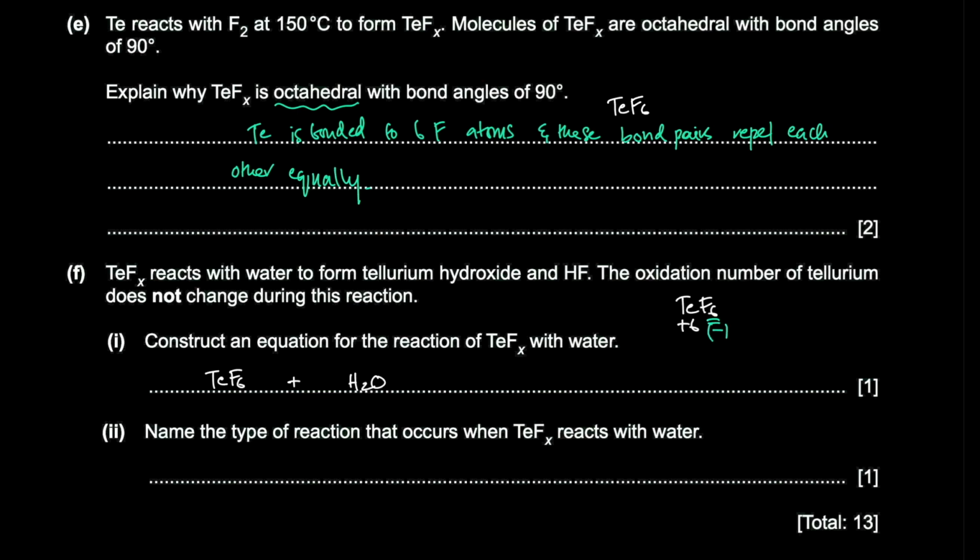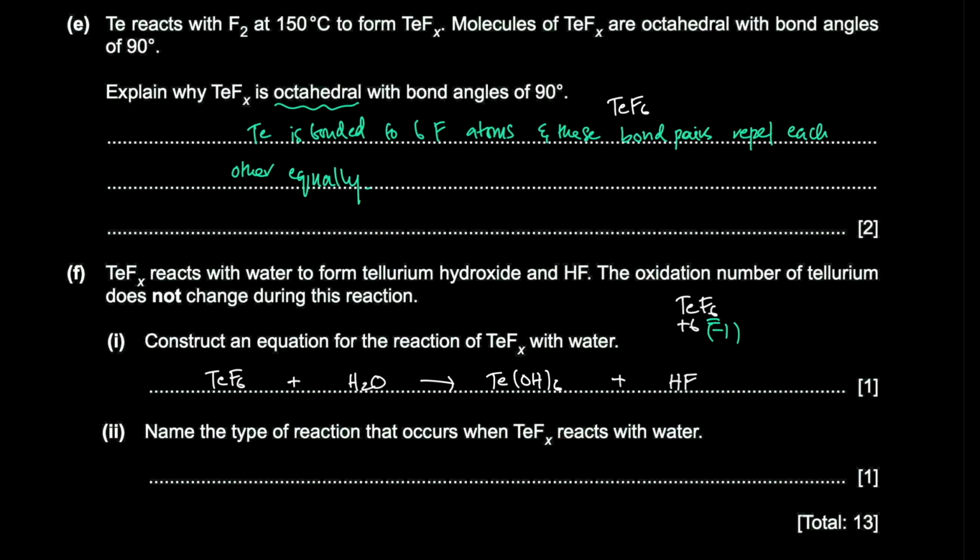So that means that tellurium must be +6, and then we get tellurium hydroxide, which is TeOH6. Again, the oxidation number of tellurium remains +6, hydroxide is -1. We have TeOH6 and we get HF.